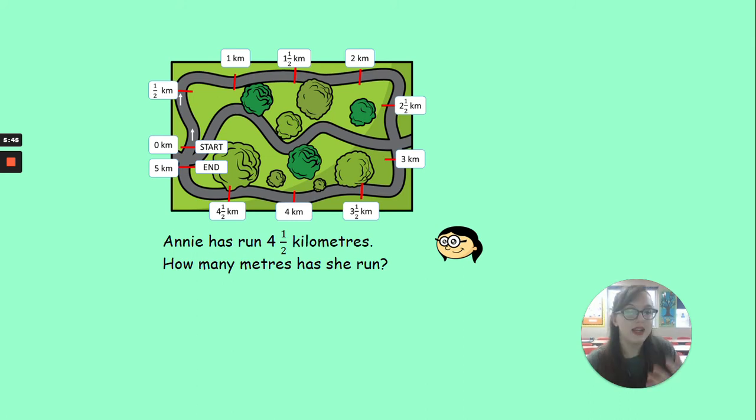Okay, now let's have a look at a problem together, and you're going to solve something like this in your worksheet today. So here's Annie, and Annie is running a race, and her race is measured in kilometres because it's really good for large distances like Corpus Christi to Buckingham Palace. Now Annie has nearly finished the race. She's run all the way around and she's got to 4.5 kilometres. How many metres has she run?